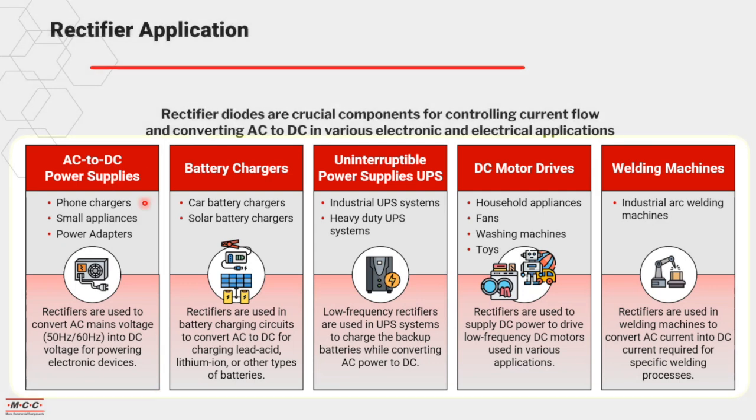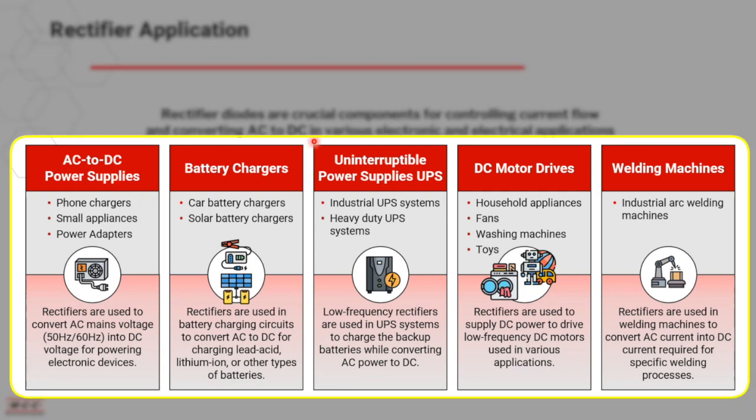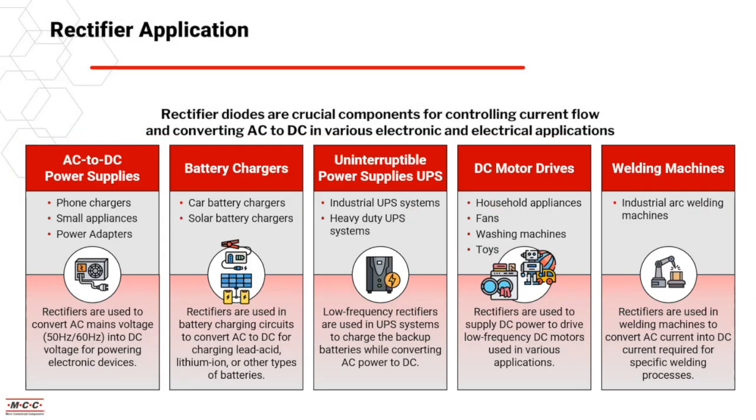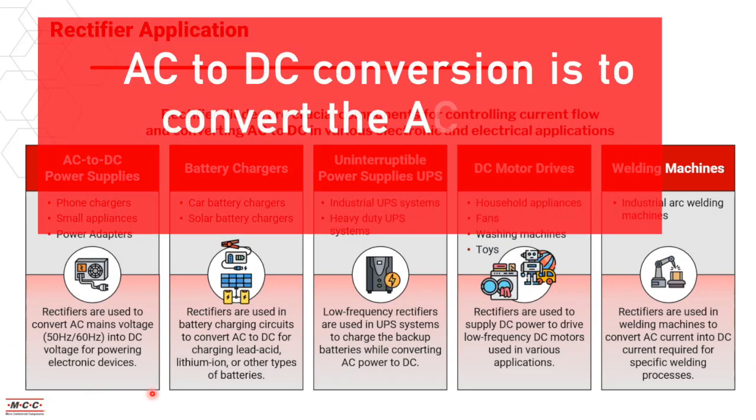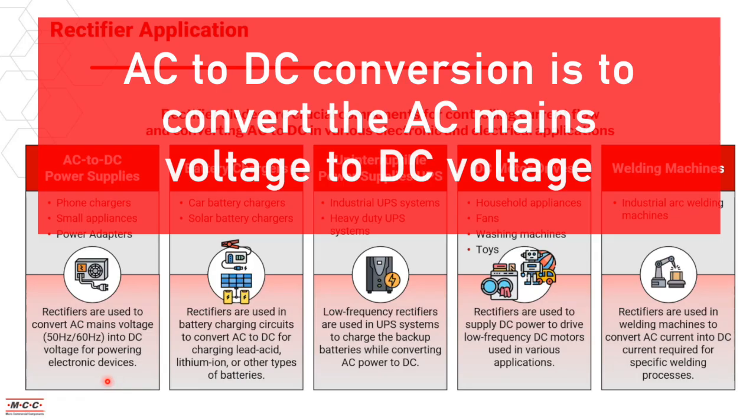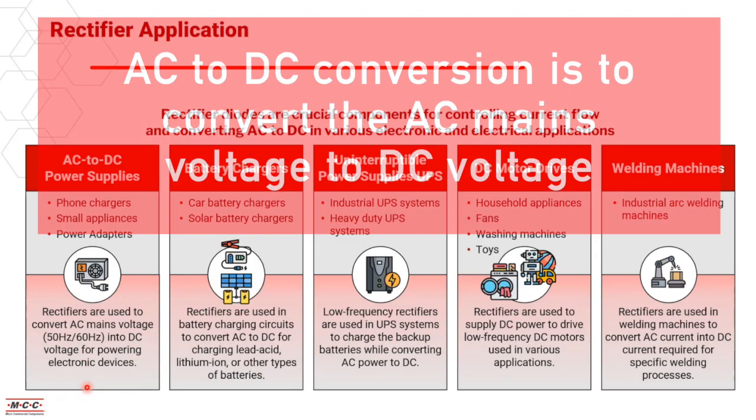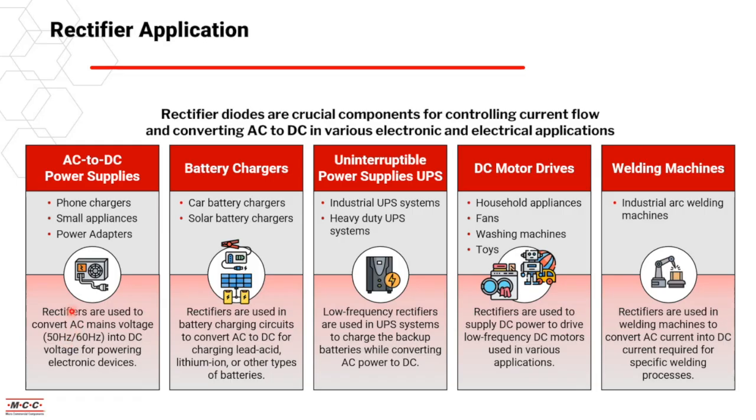Some examples are power supplies, battery chargers, UPS, DC motor drives, and welding machines. You could find rectifiers in AC to DC conversions. AC to DC conversion is basically to convert the AC mains voltage to DC voltage, or you can say alternating current to direct current. So it applies to all power supplies, battery chargers, up to welding machines.